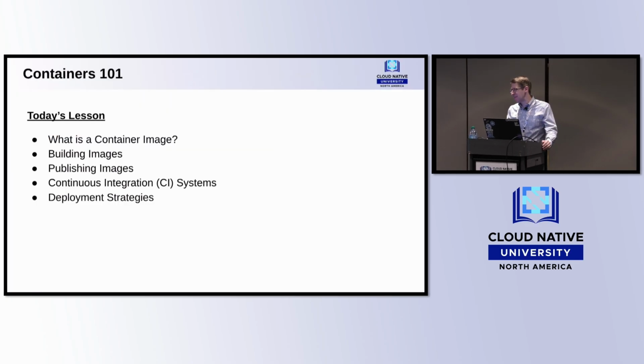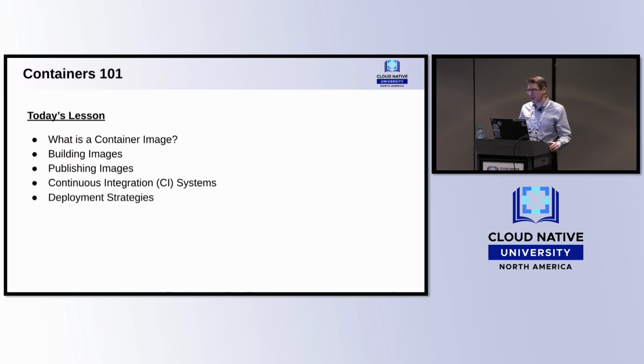So today we've got 5 topics on our agenda, and our time is short, so I'm going to try and be pretty quick. The first item on the agenda is what is a container image, since this is Containers 101, how to build a container image, how to publish your images, how to then build those images on continuous integration or CI systems, and finally, ways that you can deploy your images to production.